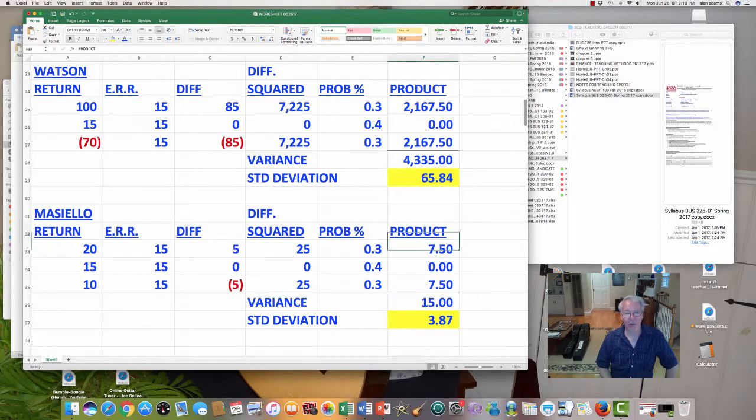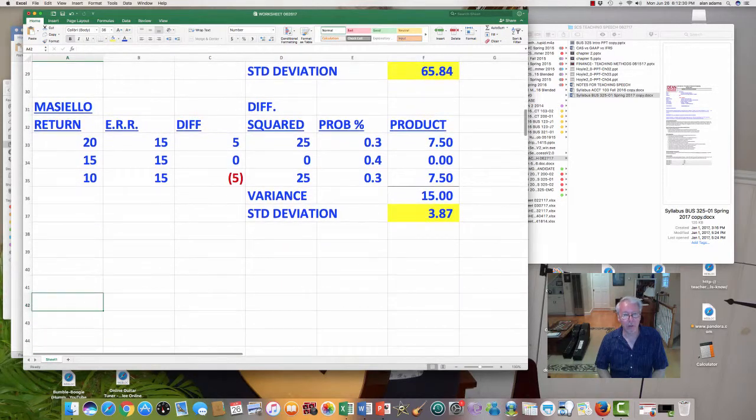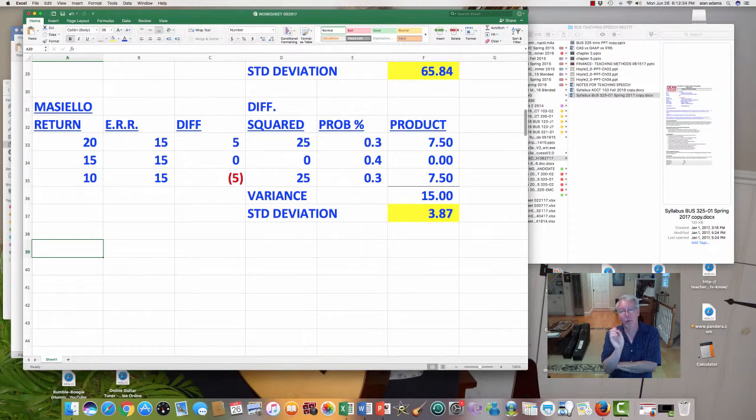So my answers are, Watson's sigma is 65.84. That's a wicked big sigma, you'll agree. Okay? The one for Masiello is much smaller, but we already knew, again, smallest sigma means smaller risk. We already knew just by intuitively glancing at Watson's number that it would be the riskier of the 2 stocks. The sigma proves that to us.